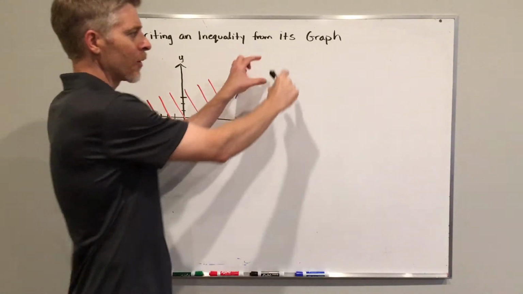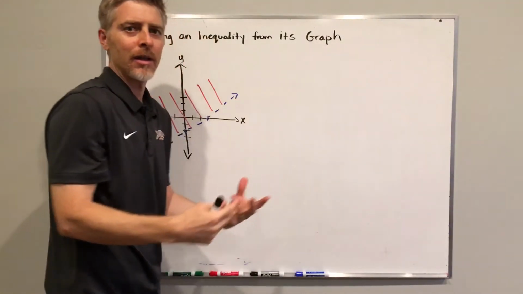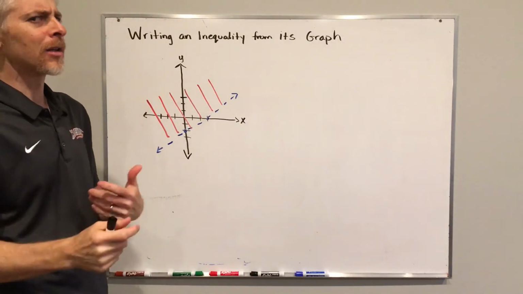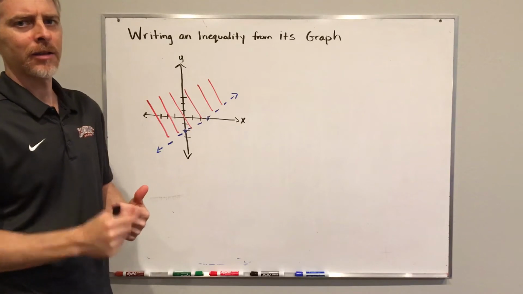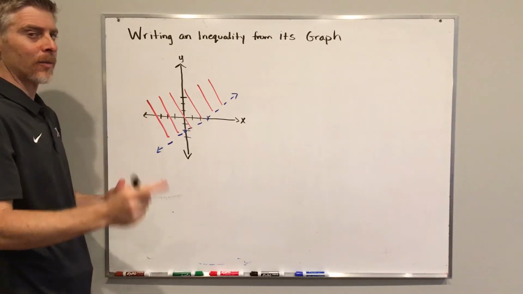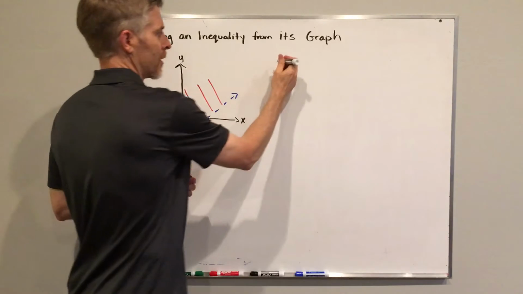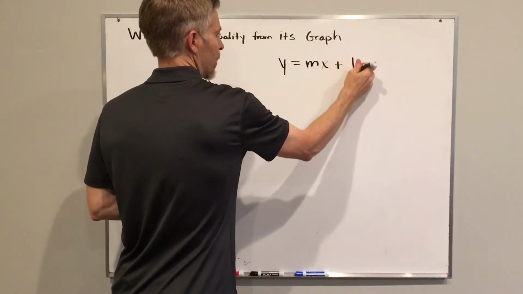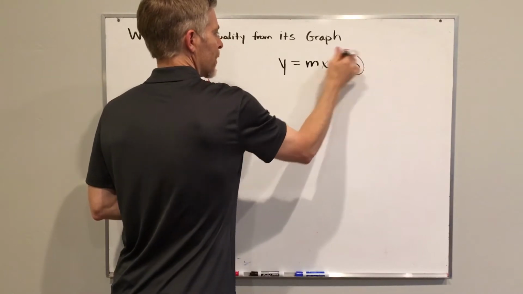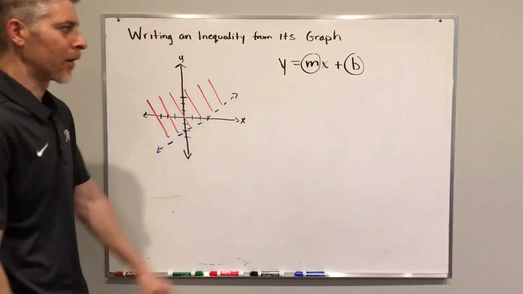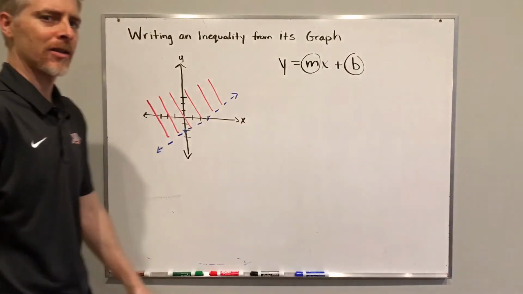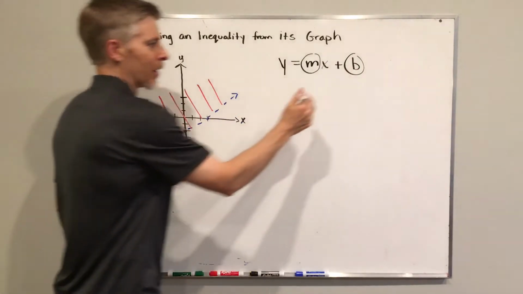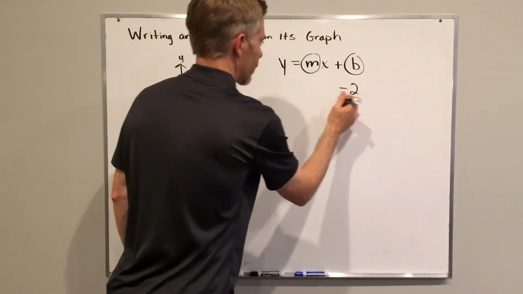Okay, so we know we need to write some kind of inequality that's an equation with an arrow in it. All right, so what do we need to write the equation of a line? We need the y-intercept and the slope, right? We want y equals mx plus b. So we need this and we need this. Okay, b is easy to get. That's just the y-intercept. There it is at -2. So I can put a -2 here.